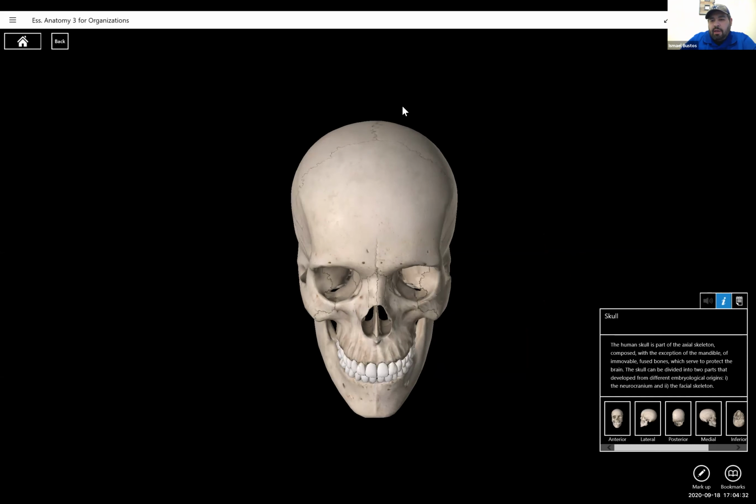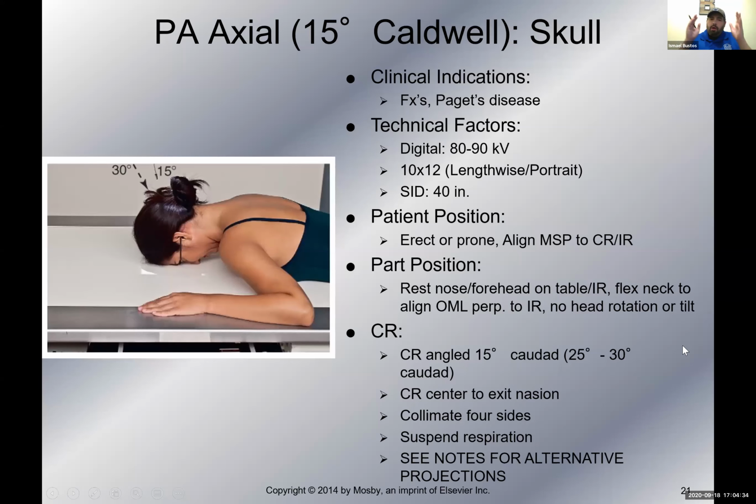All right, once you've done that, you have the nose and forehead on the image receptor, OML perpendicular, you're angled 15 degrees to the OML, center to exit at the nasion, collimate, suspend respiration. All right, nothing to it. Now there is an alternative projection, and this is called a PA axial 25 to 30 degree. It's the same positioning, everything's the same. Nose and forehead on the image receptor, OML perpendicular, no rotation, no tilt, still going to center to exit at the nasion. The only difference is now we've angled the tube 25 to 30 degrees.